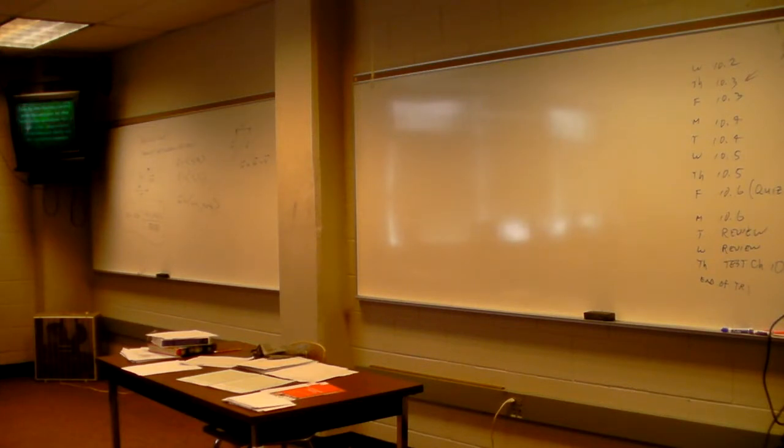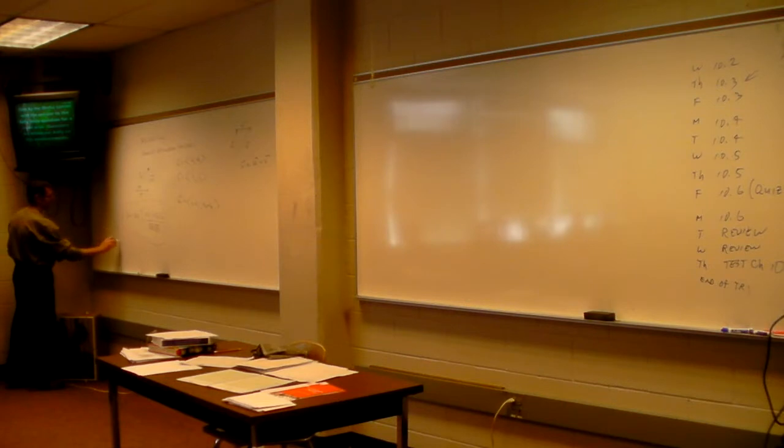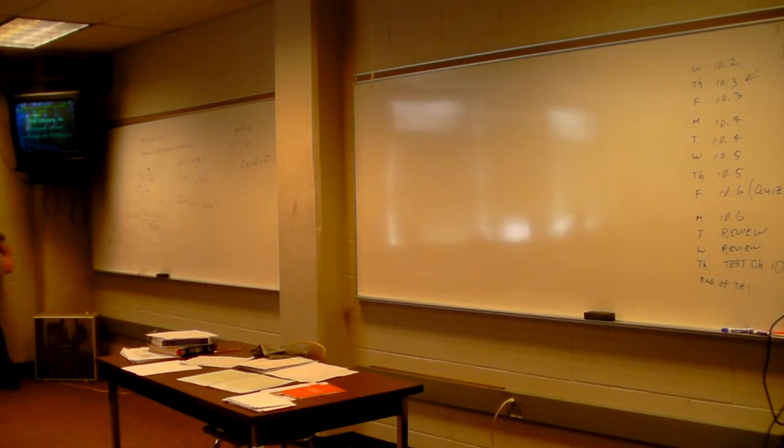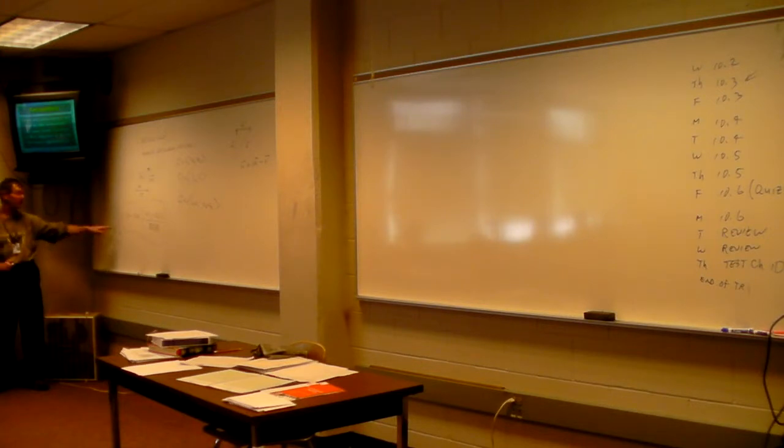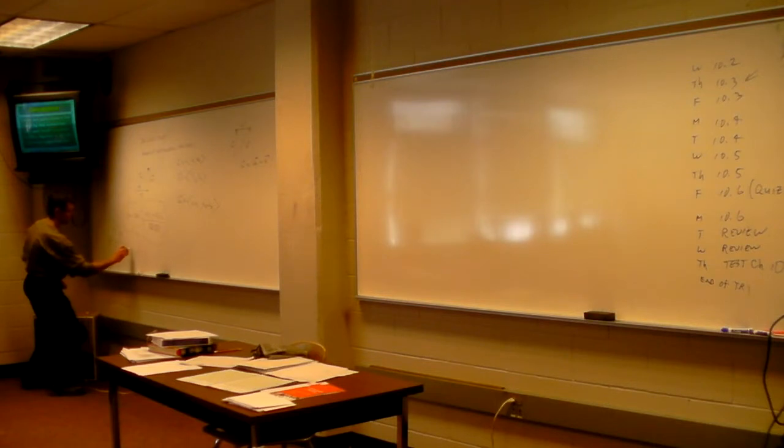Now, we're interested in angle theta, and you can get angle theta by using the law of cosines. Remember the law of cosines? If we want to figure out angle A, it was a squared equals b squared plus c squared minus 2bc cosine of angle A. That's the law of cosines.